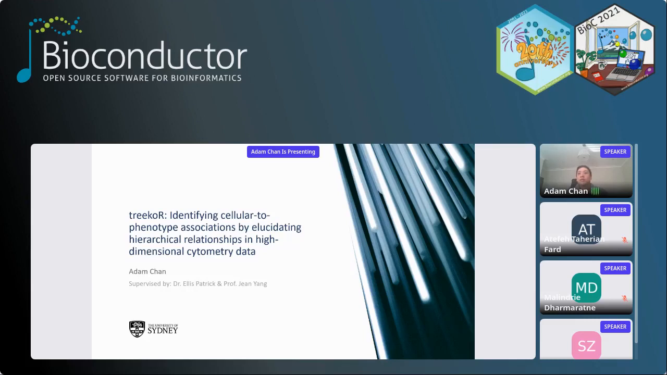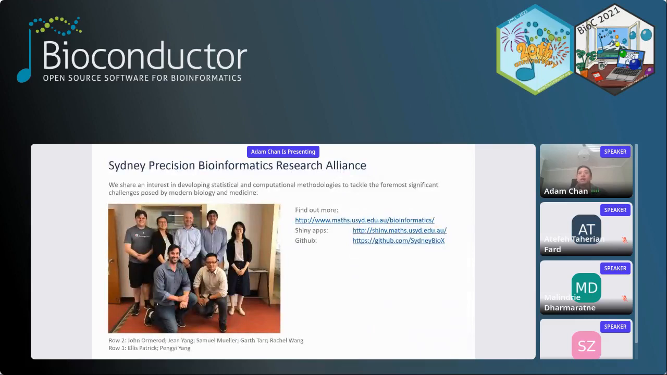So just before I begin, I'd just like to introduce the group I'm part of. This is the Sydney Precision Bioinformatics Research Alliance, and we share an interest in developing statistical and computational methodologies. So if you'd like to check out more of our Bioconductor packages in analyzing single-cell data, feel free to check out those links there.